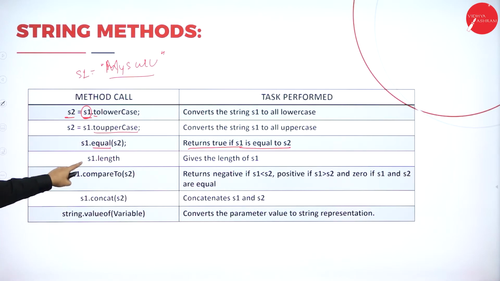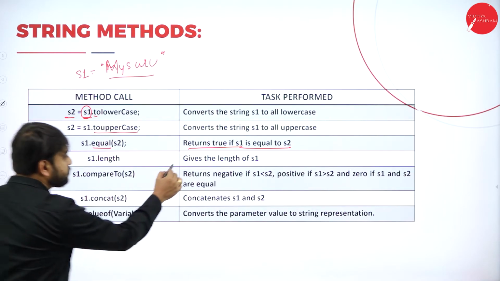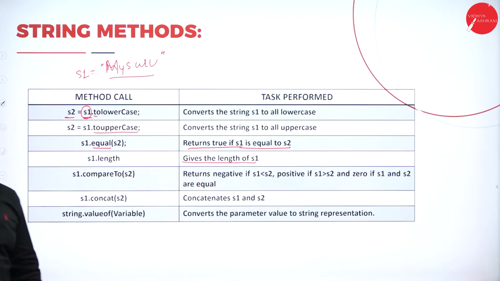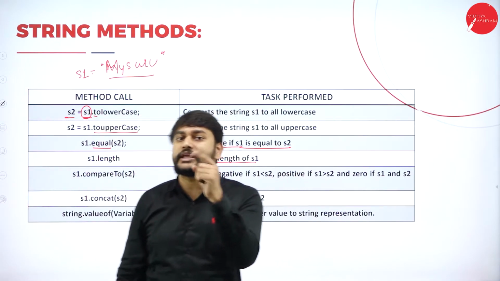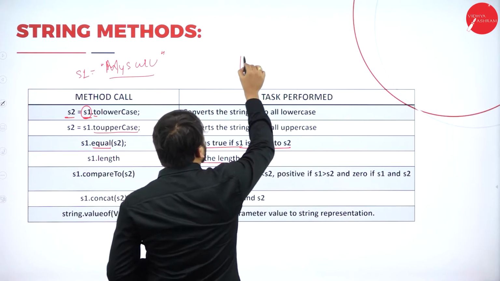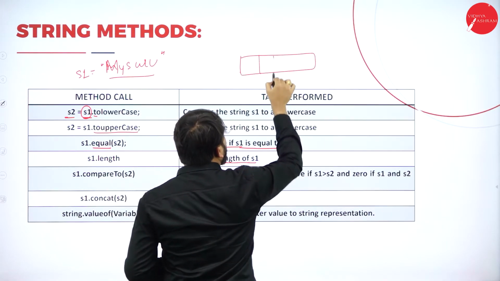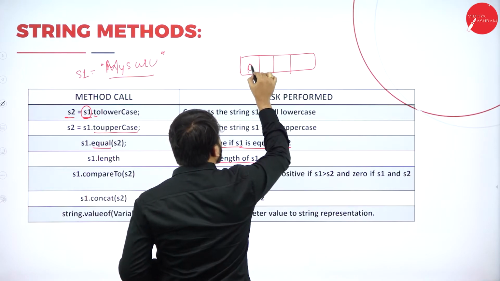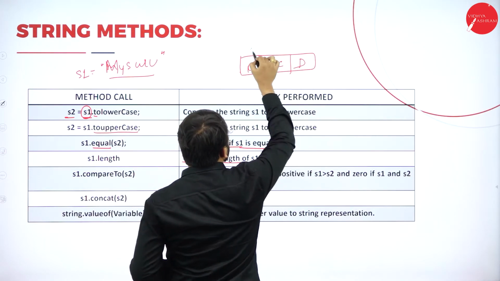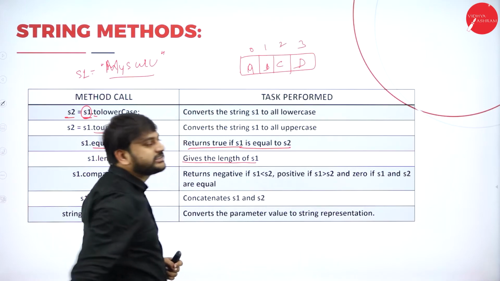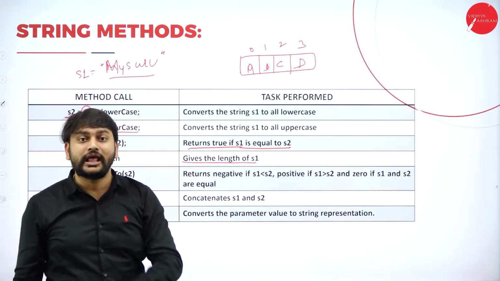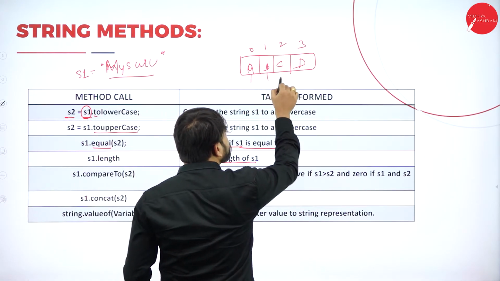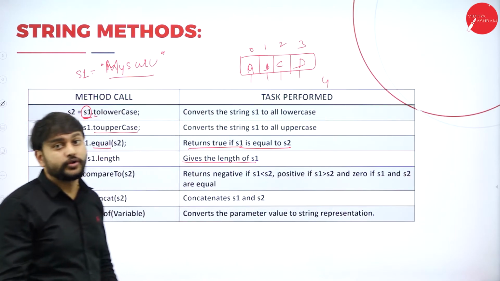That is 0. Fine. S1.length. What is the meaning of S1.length? Please understand, it gives the length of S1. Whenever we are speaking with respect to the length of S1, it's very important. Most of the students will make a mistake here. Say for example, the string is A, B, C, D with indexes 0, 1, 2, 3. If I ask the length, most of you will look at the index and say 3. That is not the length. You have to count the number of characters: 1, 2, 3, 4. So the length of this is 4. That's what you need to understand.